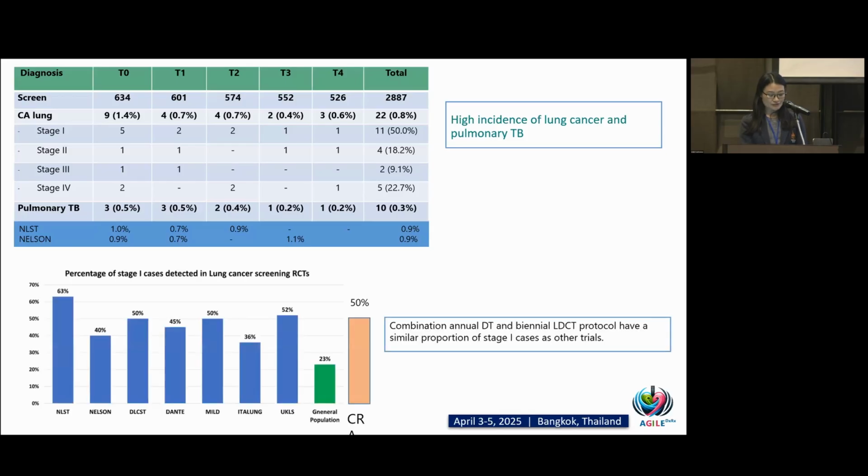And when comparing stage 1 lung cancer with other lung cancer screening randomized controlled trials, ours is 50% stage 1. That is comparable with other screening, and a little bit higher than NELSON, which used intervals at baseline, 1 year, 2 years, and 2.5 years. So we can see that the combination of annual DT and biennial low-dose CT protocol has a similar proportion of stage 1 cases as other trials.